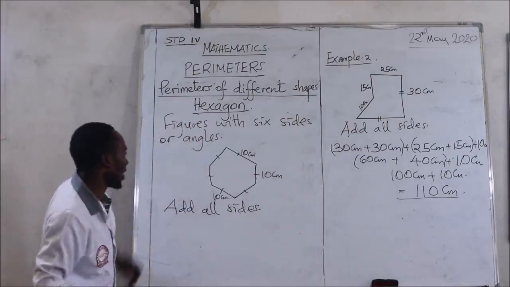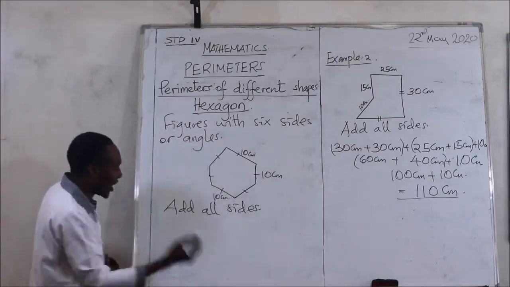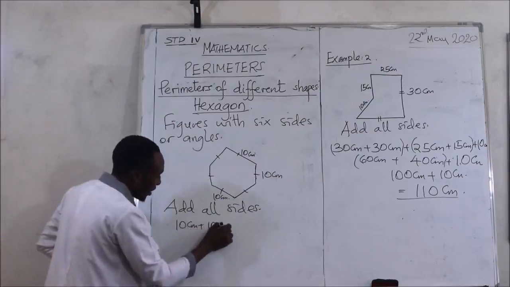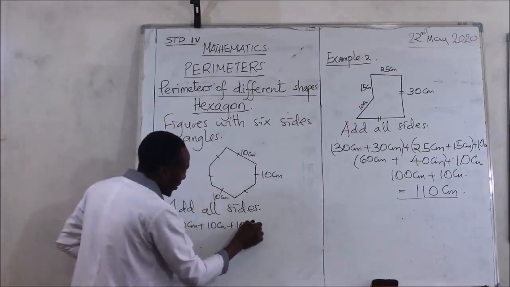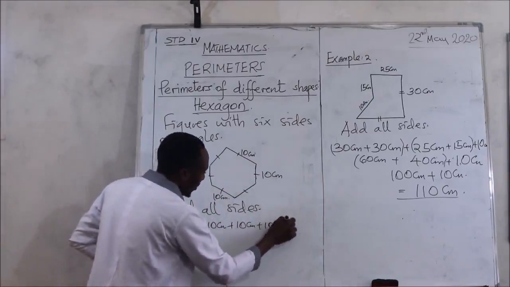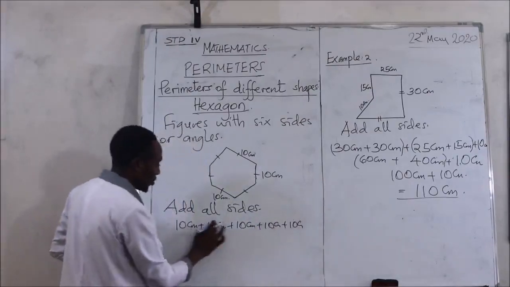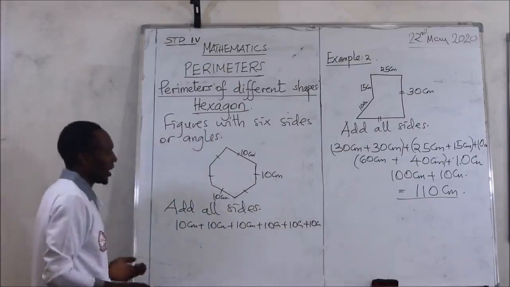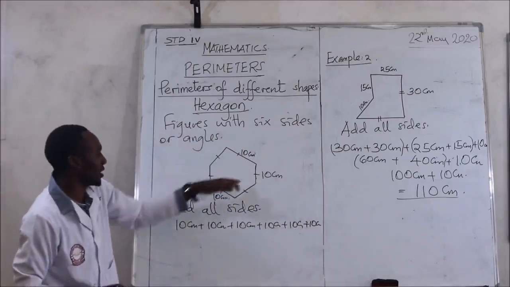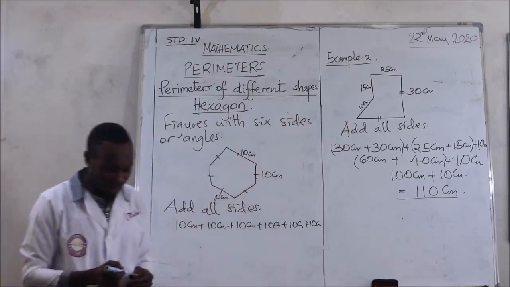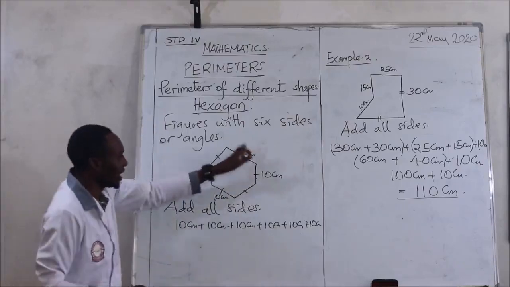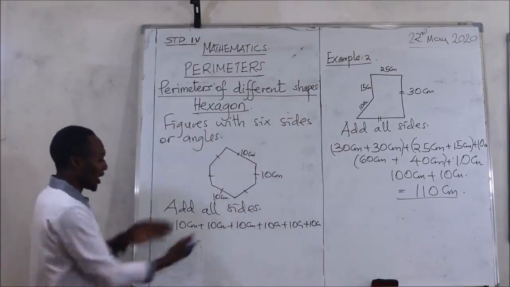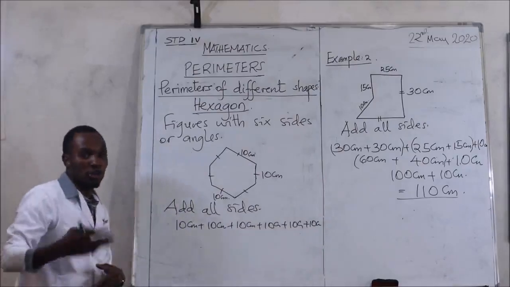So when we add all sides, what does it mean? There are 6 sides. You can add like this: 10 centimeter plus 10 centimeter plus 10 centimeter plus 10 centimeter plus 10 centimeter plus 10 centimeter. Or you can say it is 10 times 6 because there are 6 equal sides. Or you can add like this one. Also, you will be right.